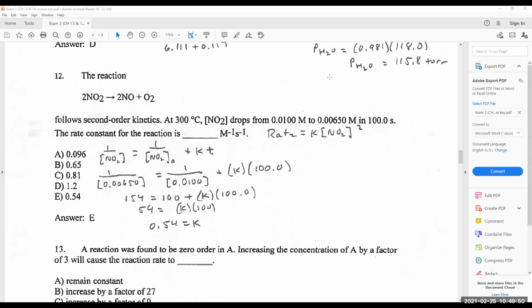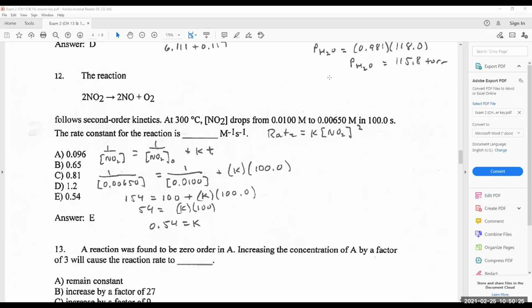Okay, the next one, number 12. We're told the reaction 2NO2 going to 2NO plus O2 follows second order kinetics. So the key to that is that since we know what order the kinetics are, we know which of those different formulas we talked about that you would use to do the calculation. And we're told that the NO2 concentration drops from 0.01 molar to 0.00650 molar in 100 seconds. And we want to calculate the rate constant.